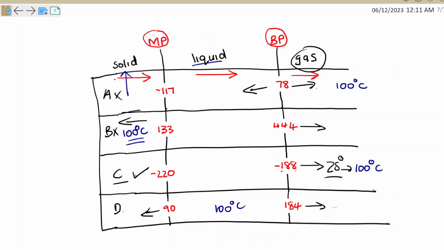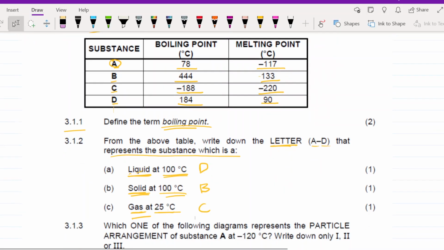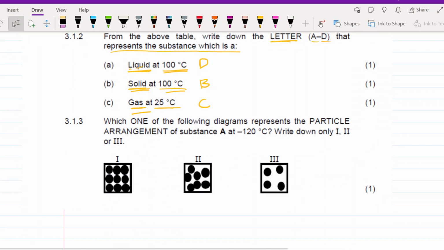So the only answer is C. C is the gas at 25 Celsius degrees. So we're done with this one. Let's look now at 3.1.3. Which one of the following diagrams represents the particle arrangement of substance A at negative 120 Celsius degrees? Write down only 1, 2, or 3.